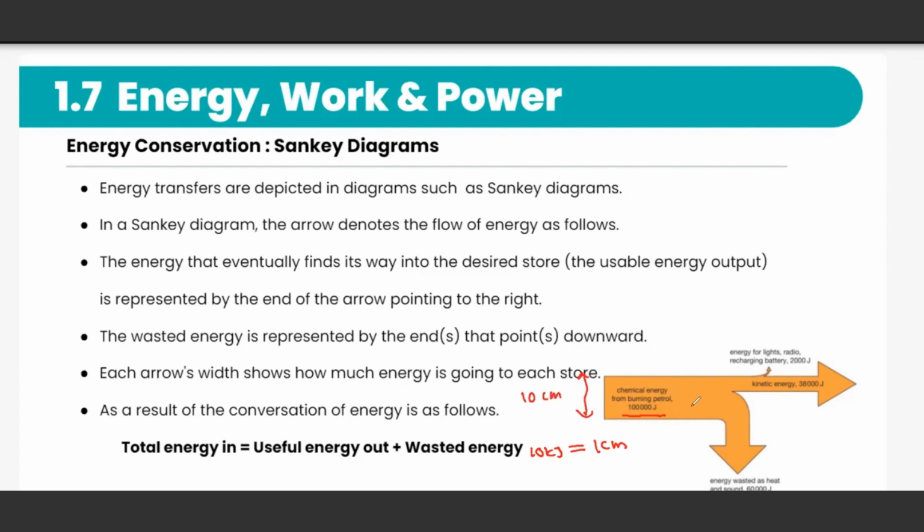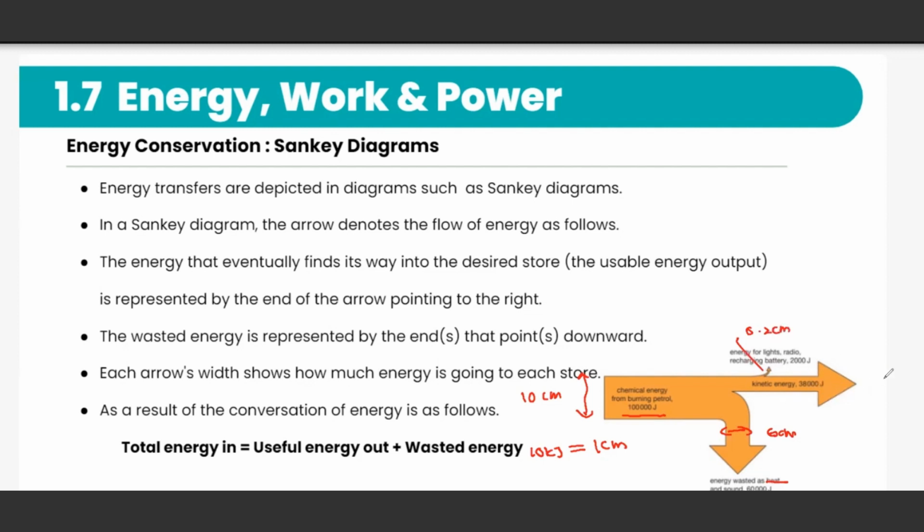Out of this 100,000 joules, 60,000 is wasted as heat and sound. So the width of this arrow should be 6 centimeters, representing 60,000 joules. The usable energy at the end is just 38,000. So that means 2,000 is wasted as lights, radio, and for recharging the battery. So this 2,000 joules can be represented by an arrow width of 0.2 centimeters.